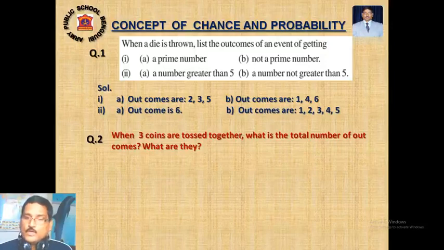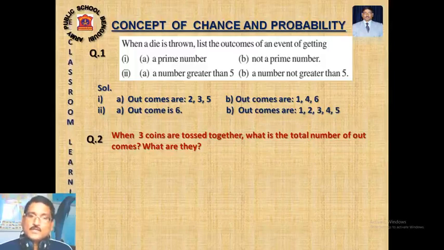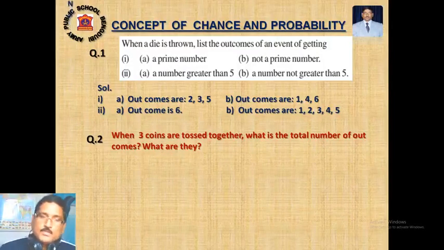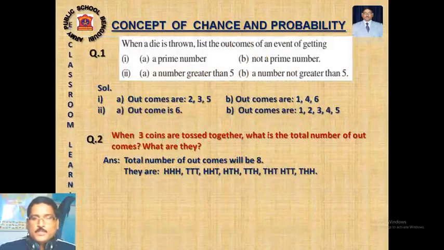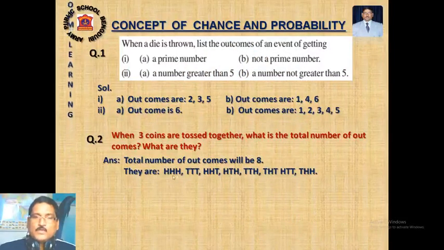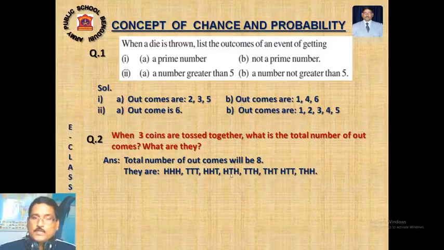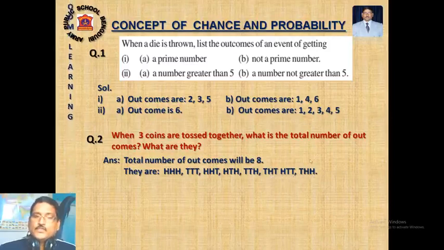How? One coin has 2 outcomes, so 3 coins will be 2 into 2 into 2, multiplying 2 three times. Successive multiplication will be there. Then you see what my total outcome will be. If we throw the coins, they may appear like this: all three head, all three tail, or two heads and one tail, one head and one tail, and so on: head tail head, tail head tail, tail tail head. Behind this you cannot expect any more outcomes.